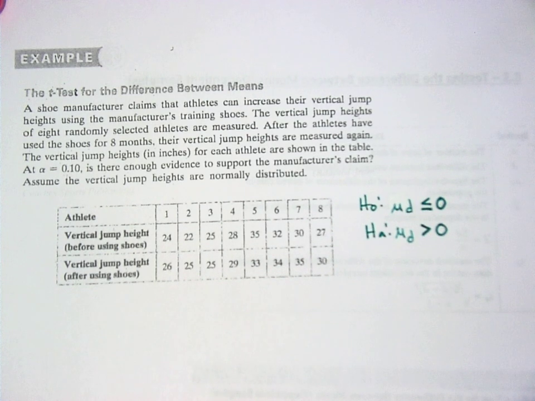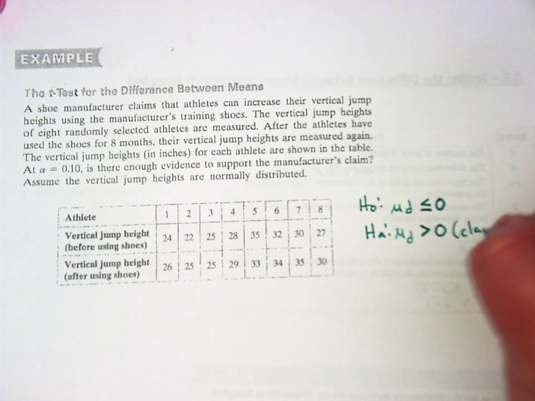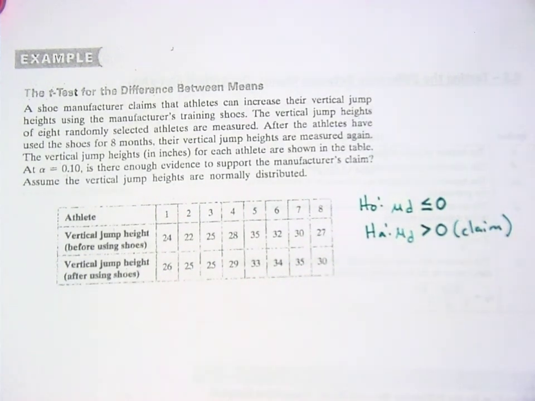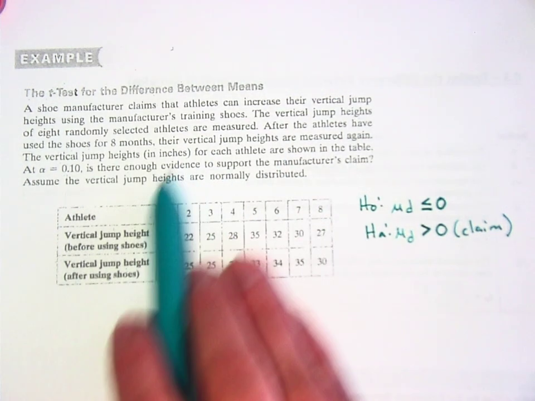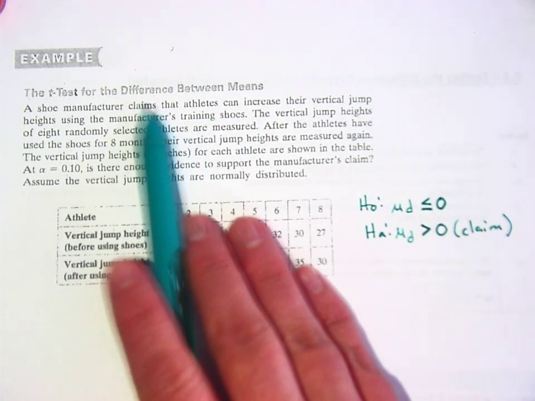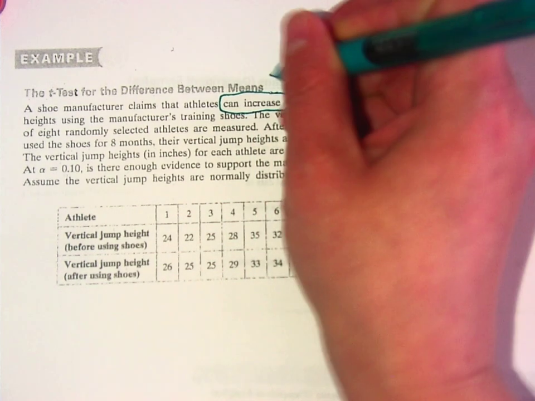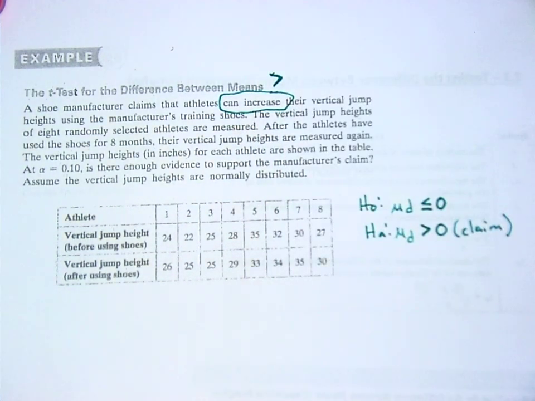So the claim could be the null. Yes, the claim could be instead the null, or it could be the alternative. In this case, it's the alternative. It could be, you want it to be greater than or equal to. But this one, were you telling me something about this problem that I'm missing? No? It says they can increase. So that's where this greater than comes from in this problem.